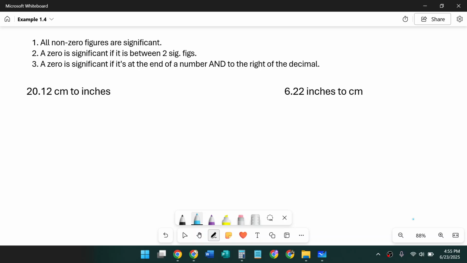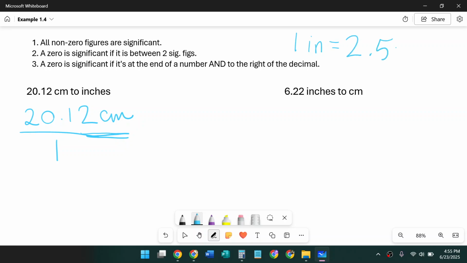This is example 1.4, and our first question asks, how many inches are in 20.12 centimeters? So we're going to start by making our first number a fraction, and then we're going to use our unit fraction. Now remember that 1 inch is equal to 2.54 centimeters. That means we can make a fraction that equals 1 by putting 1 inch on top and 2.54 centimeters on bottom, or vice versa.